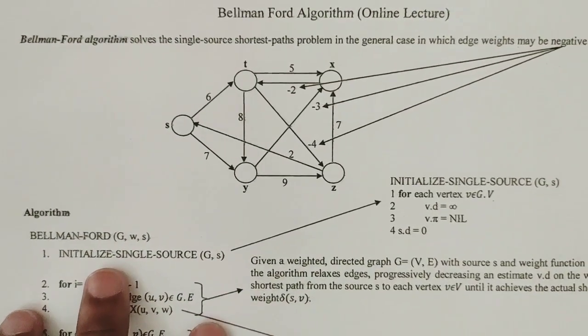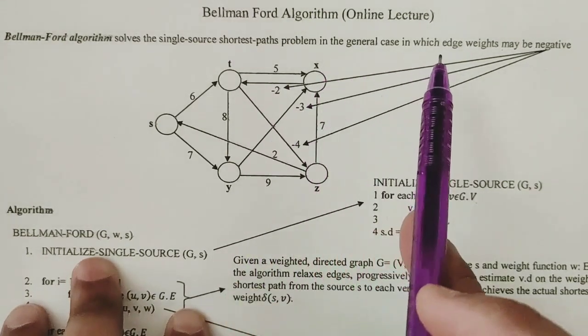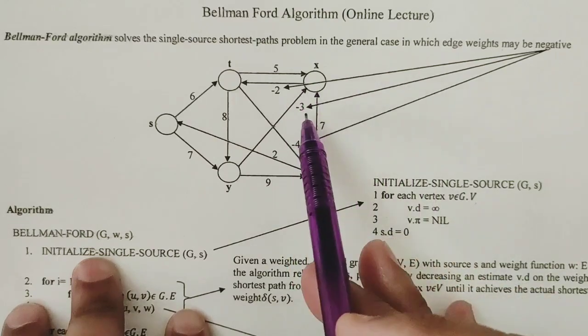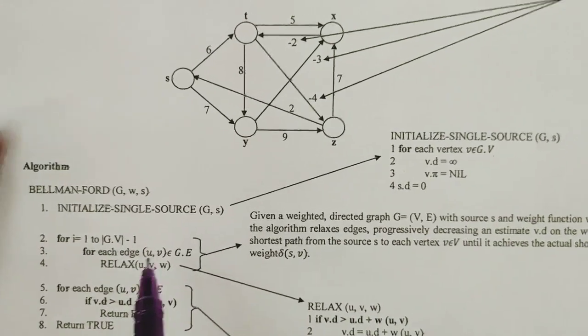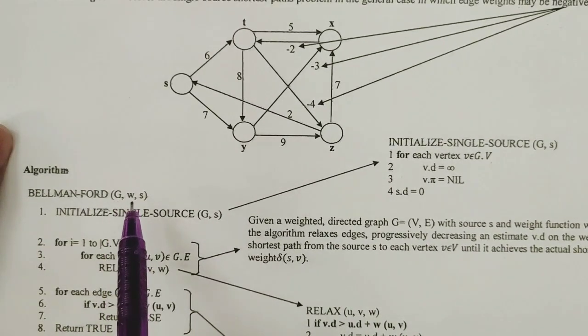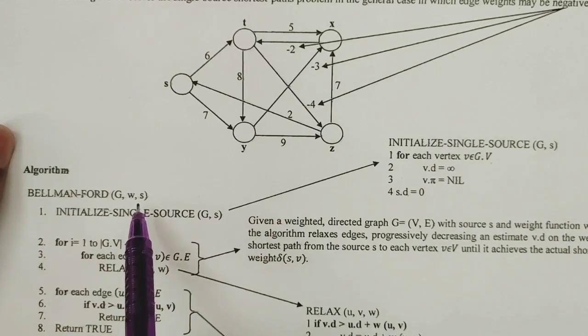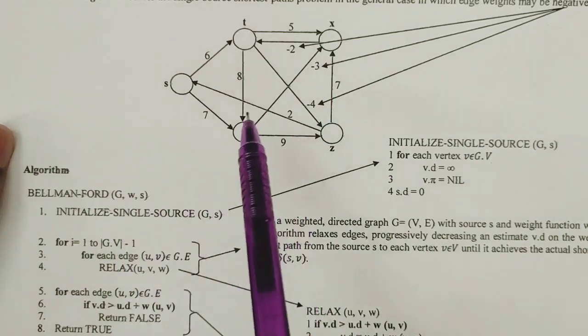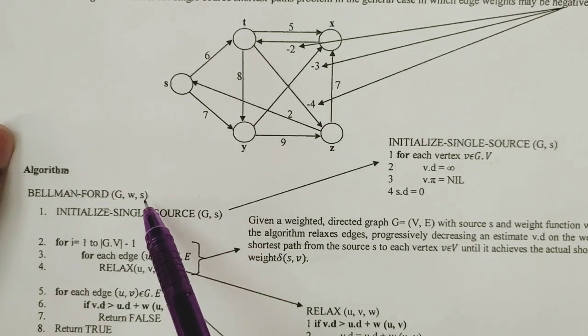Now coming to the algorithm. Bellman Ford solves the single source shortest path problem in the general case in which edge weights may be negative, -2, -3, -4, which I have told. First part of the algorithm: Bellman Ford accepts graph G, weight parameter W, that is basically the weight function, and S as the source vertex. Source vertex may be 1, 2, or any one of the vertices from the graph. Here we are assuming that in this graph S is a source vertex. That does not mean this S and this S are the same. It is a symbolic representation. It indicates the source vertex name.